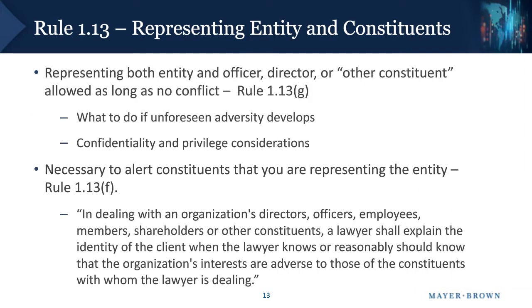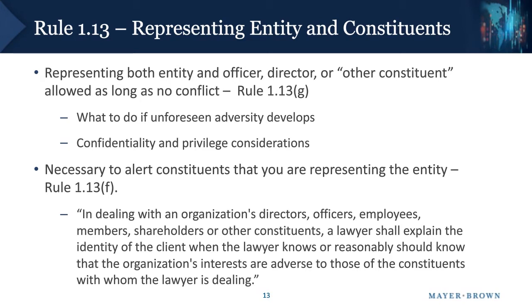Rule 1.13(g) recognizes that it can be appropriate to represent both an entity and one of its constituents as long as there are no conflicts. But you need to think about at least two issues in advance. First, what happens if an unforeseen conflict does develop? You want to be able to continue to represent the entity, your main client, and you need to make that clear up front. And second, what to do with confidential information that is learned from both of the clients that are represented.